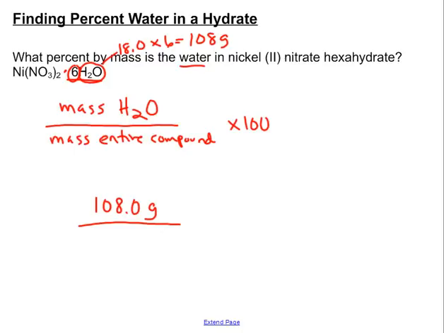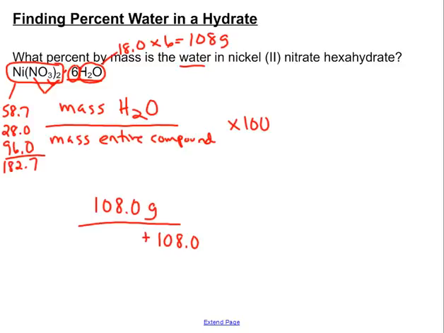The denominator is, we have to find out the mass of the nickel nitrate and then add that to the 6 waters. So in the denominator, we're going to add the 108 to the mass of the nickel nitrate. Using a periodic table, nickel is 58.7. The 2 nitrogens together are 28 because each one is 14. And then there's a total of 6 oxygens, each at 16, for a total of 96. Adding it up, we have 182.7.